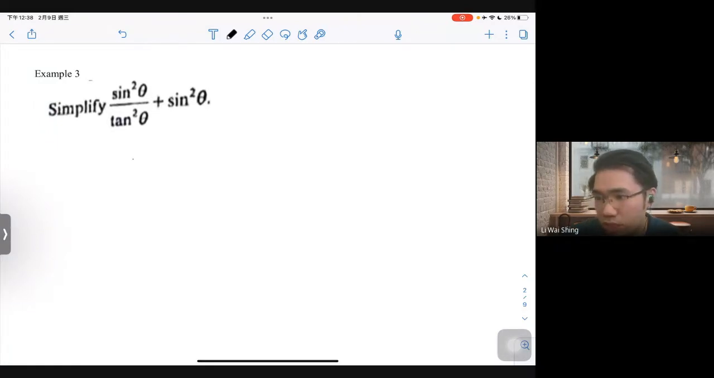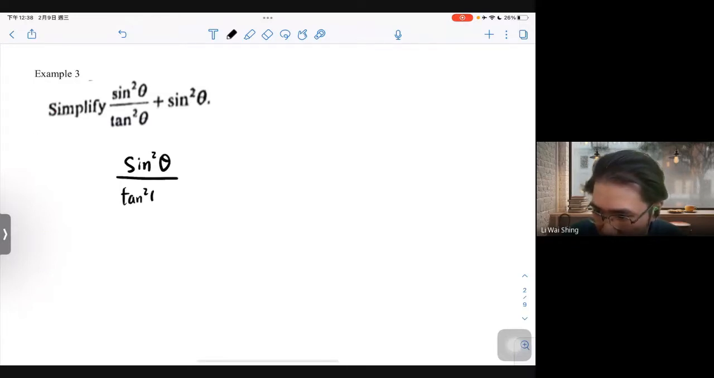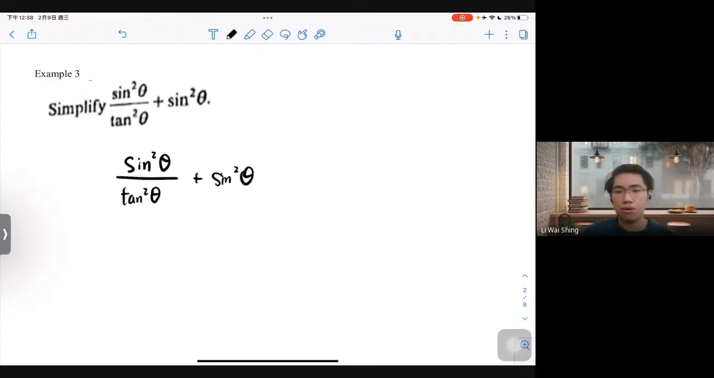You need to simplify this. Another complicated example. Think the step first. Think the step first. Okay. So let me see. Moses, when you are doing this question, how would you do that? I saw you do it perfectly. How would you do this question?